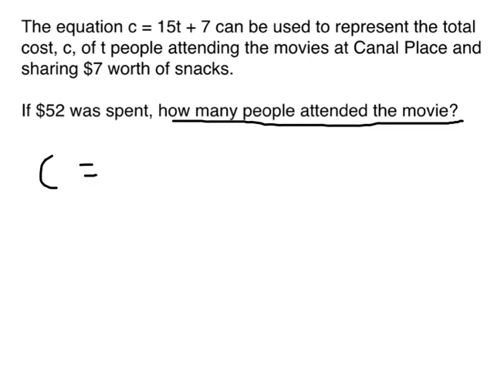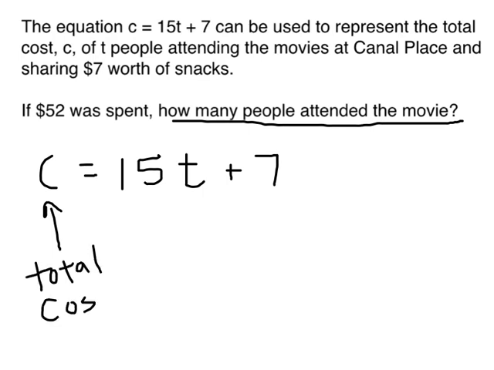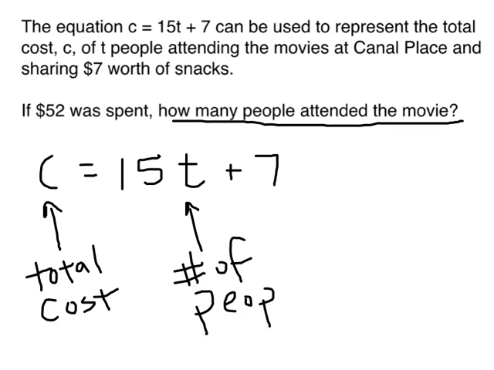Whenever I'm working with equations, I always go through and identify each of my variables. I know that C is going to represent the total cost and t represents the number of people. The question I'm answering says how many people attended the movie. Because the variable t represents the number of people, I know eventually in this equation I'm going to have to solve for t. So I need to go back and see what other information I know.